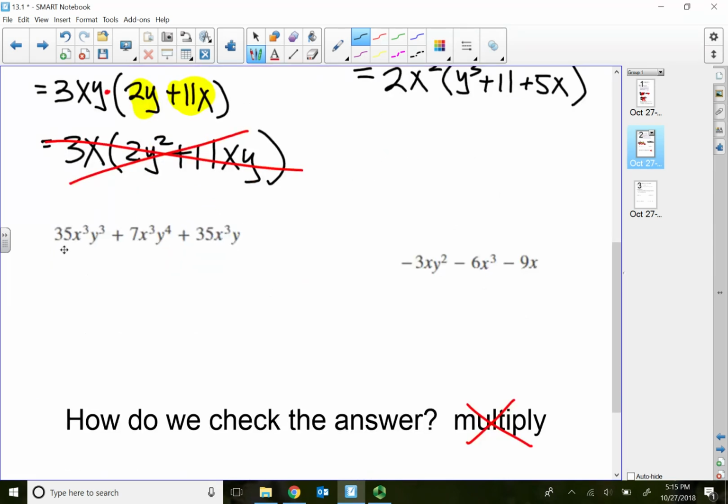All right, let's check out this one. I've got 3 terms here. When it comes to factoring, the first thing we always check for is the greatest common factor. Between 35, 7, 35, I know I can factor out a 7. x is repeated between all three terms, and the smallest exponent is x to the third. y is repeated between all three terms, and the smallest exponent is 1, so I can only factor out y to the first.